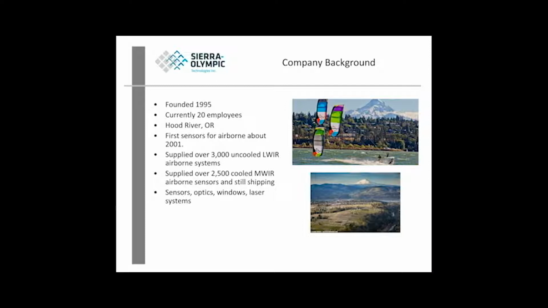You can see on the picture, I threw up a couple of pictures of Hood River. We're a small agriculture town in Oregon, about 50 miles from Portland. The top picture is looking south at Mount Hood. The bottom picture is looking north at Mount Adams. So we are truly in the Cascade Mountains in Oregon.